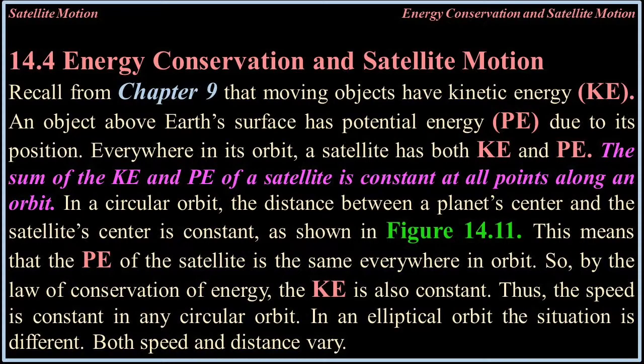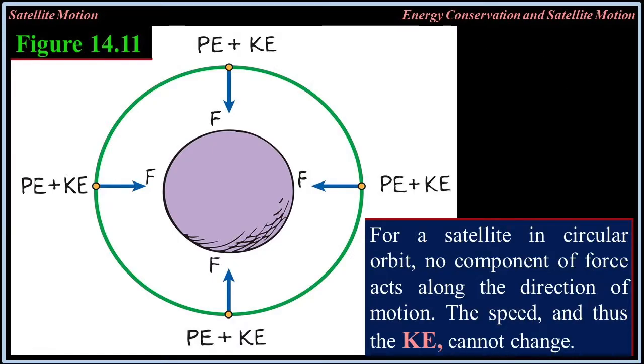14.4 Energy conservation and satellite motion. Recall from Chapter 9 that moving objects have kinetic energy. An object above Earth's surface has potential energy due to its position. Everywhere in its orbit, a satellite has both kinetic energy and potential energy. The sum of the KE and PE of a satellite is constant at all points along an orbit.